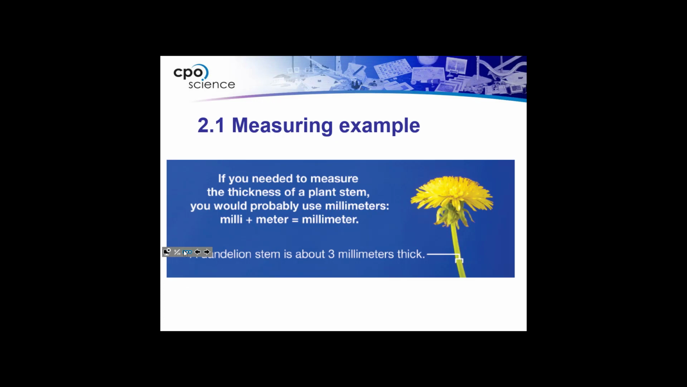So if you need to measure something like the thickness of a plant stem, we're probably not going to use meters because that would be entirely too large. You don't want to say 0.003 meters. That's a very small number. So we're going to pick the unit we need: millimeters. You would say 3 millimeters thick, as opposed to 0.003 meters thick.